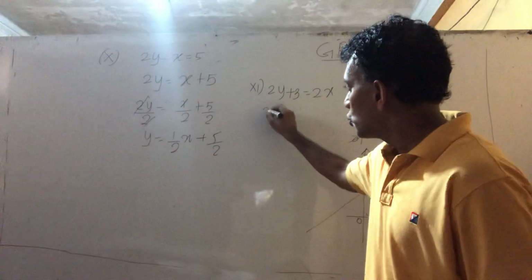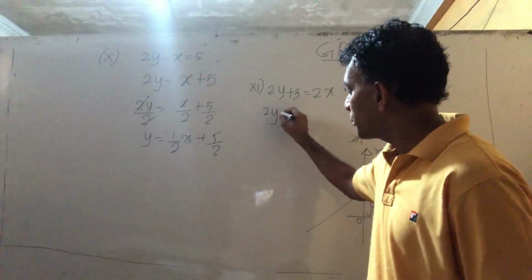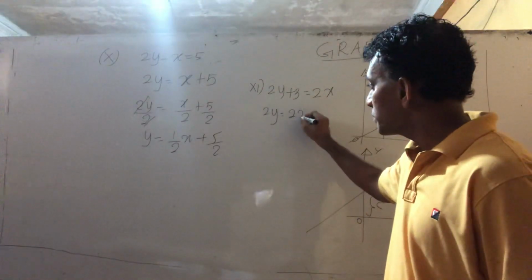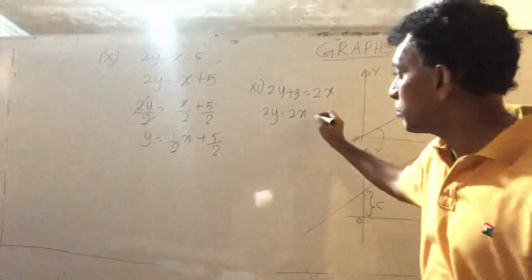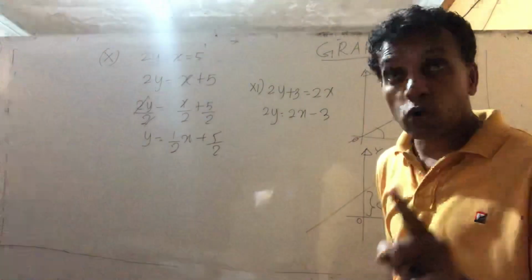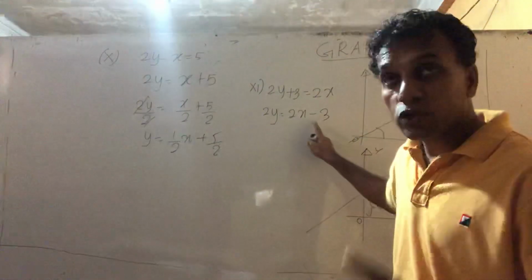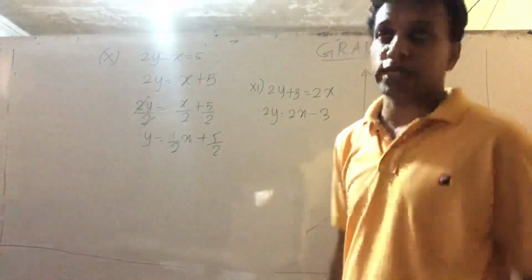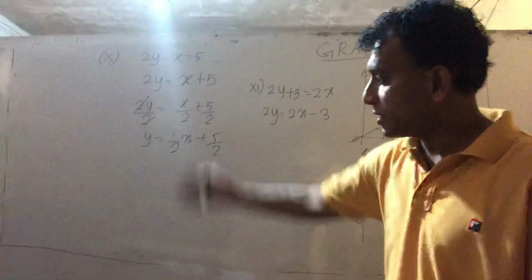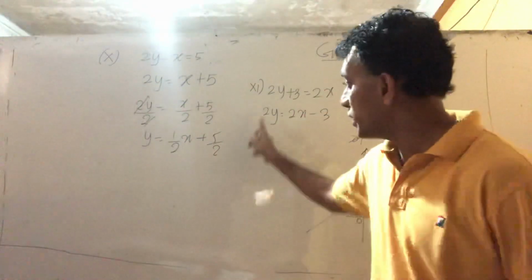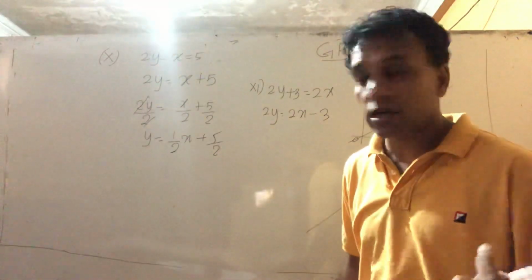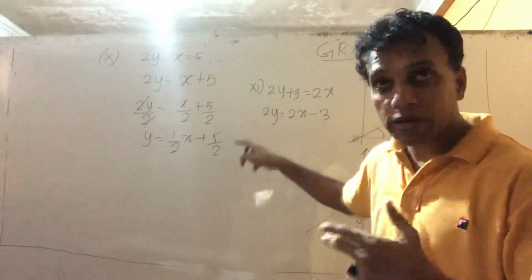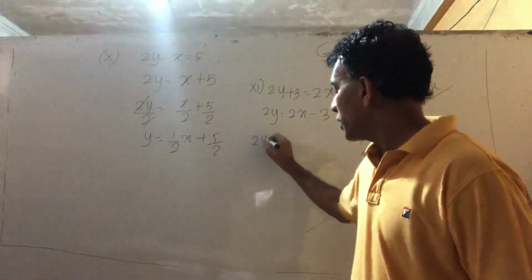So here, 2y equal x, take the 3 this side, minus 3. Then don't say m is 2, don't say c is minus 3. Rearrange: y equal what? Therefore, divide by 2. Whatever is here, to remove it, do the reverse. If it's a fraction, multiply by that number. If it's like this, divide by 2. So everywhere divide by 2.